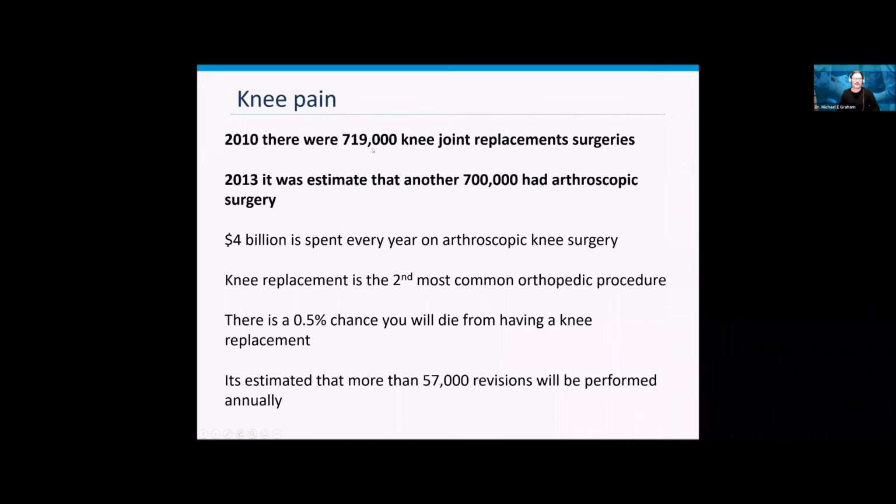There were over 719,000 knee joint replacements in 2010. There were 700,000 arthroscopic knee surgeries in 2013. And these are old numbers. Unfortunately, we don't have any new numbers yet. We know that they're only going to increase as time goes on because patients are still walking on their misaligned feet. And the majority of these patients have misaligned feet.